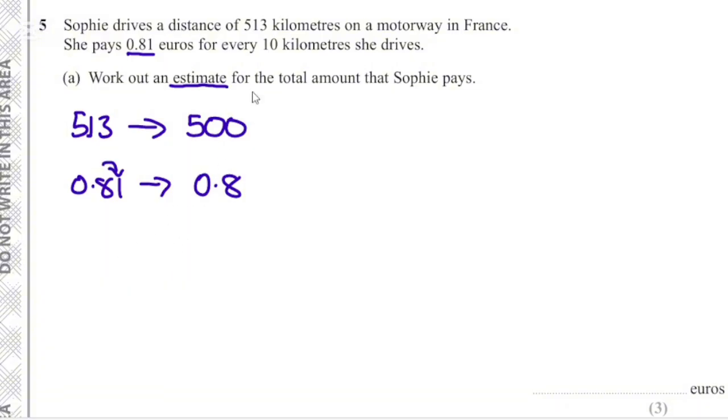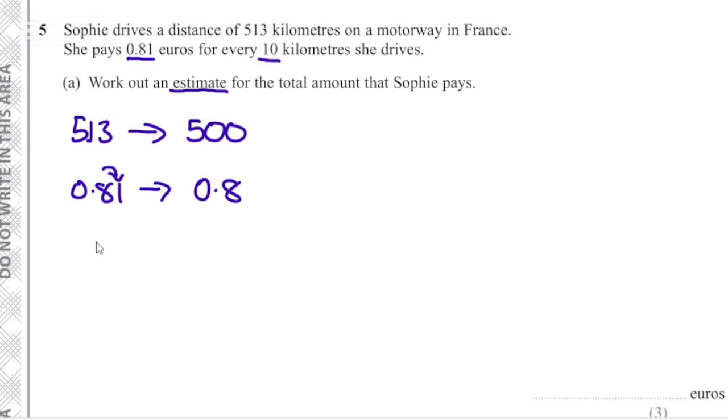Then, yeah, the 10 will remain as it is since it's already one significant figure. So to find an estimate of the amount that Sophie paid, we are going to say 500 divided by 10, then times the amount that she pays per every 10 kilometers. Now we can notice that we've used the rounded numbers because we are estimating.